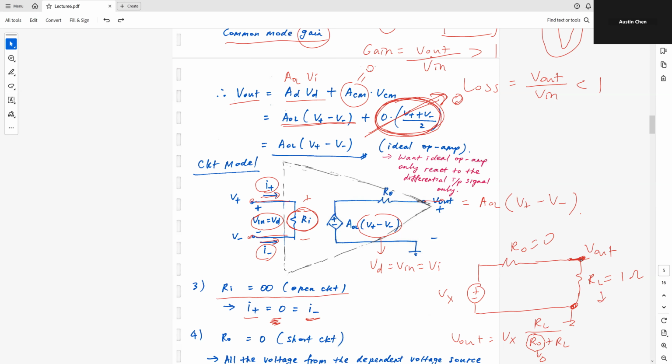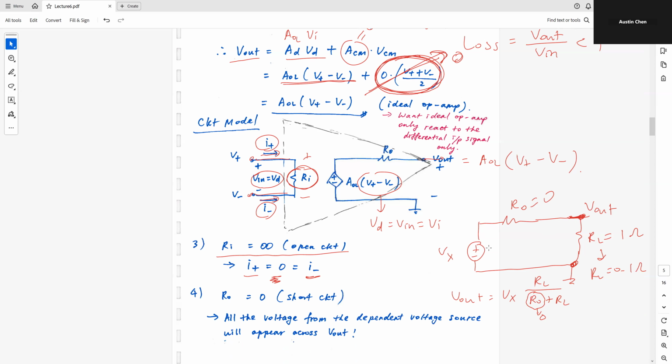Of course, now if I change this RL to 0.1 ohm, then my VL will still be equal to Vx as long as RO is equal to 0. So the last ideal property is I want this RO to be equal to 0. It's like a short circuit, so that all the voltage from the dependent voltage source shows up at the output. Even though I use Vx over here, I really want all of this voltage to show up at the output. So that's the goal.